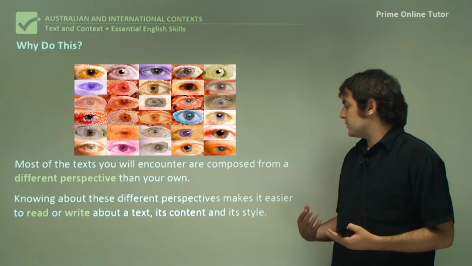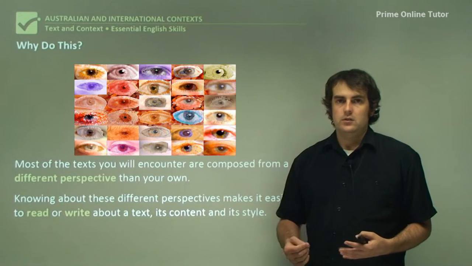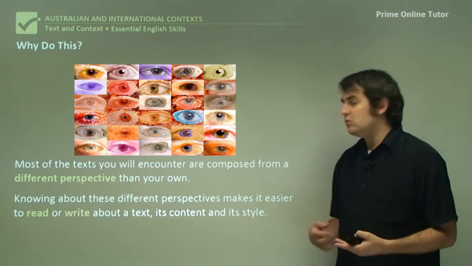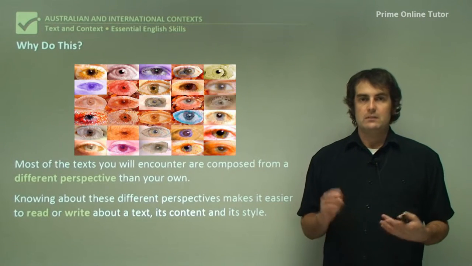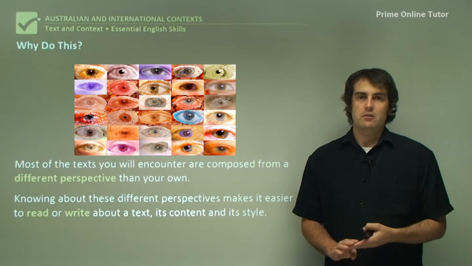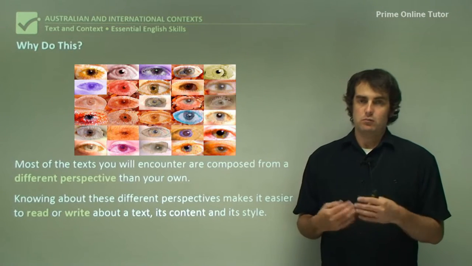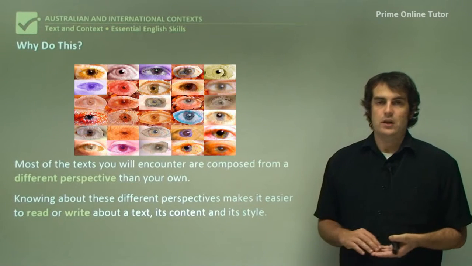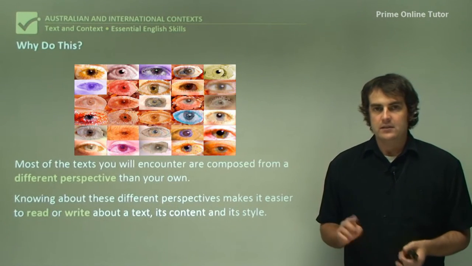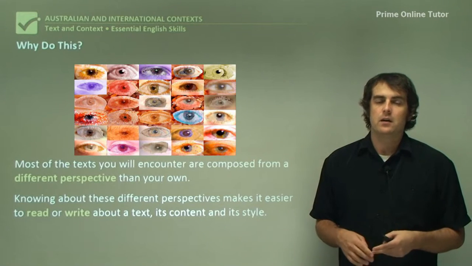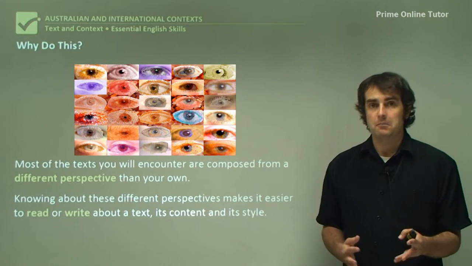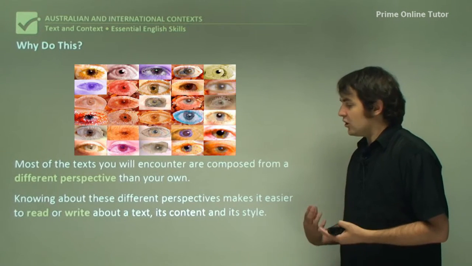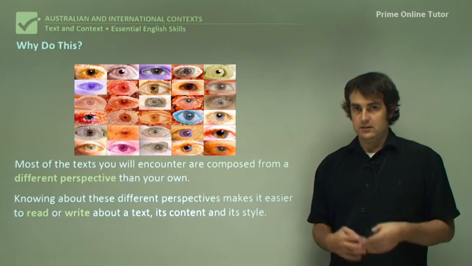So knowing about these different perspectives makes it a lot easier. When you're in the process of reading or interpreting a text, the more you understand, the much easier it is to interpret it. So if you're reading or watching something and find yourself struggling to understand it, then you need to look at the cultural perspective of it and see if you can find out a little bit about their value system, where they're coming from, and it's more likely then that you'll be able to interpret it, not only as text but its content and its style as well.